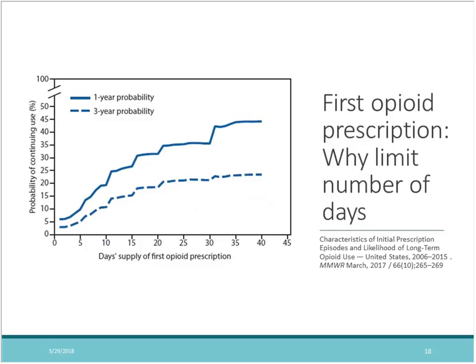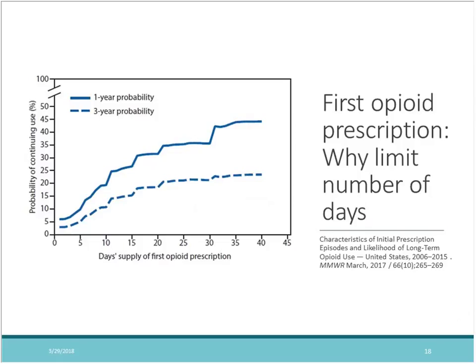This is a study that came out in MMWR just last year that showed that when we're prescribing what we think may be short-acting opioids for acute pain, we may actually be setting the stage for long-term addiction. On the bottom axis, you have the number of days of opioid prescribed, and on the vertical axis, you have the probability that someone will be taking those opioids 1 year after that prescription and 3 years after. And what we see is that even with a five-day supply, you have a 10 to 15% risk of taking that medicine 1 year afterwards.